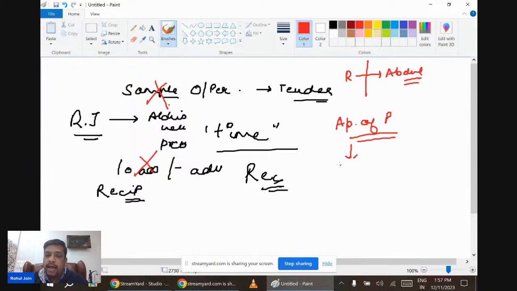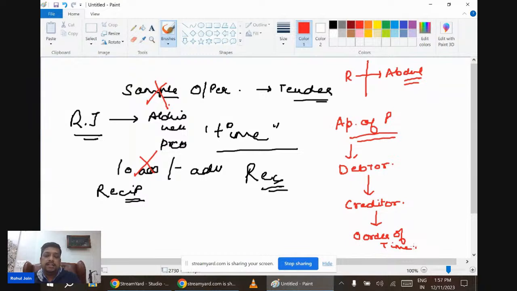First, appropriation as desired by the debtor. Debtor means who is giving the money. If I make a specific statement that kindly adjust this amount against that bill, then that will prevail. If no such instruction is there, then the chance is given to the creditor. If even that is not availed, then appropriation is in order of time. The first bill will get settled first, the later one secondly. Okay, appropriation towards debts in order of time. Okay, let's move ahead.